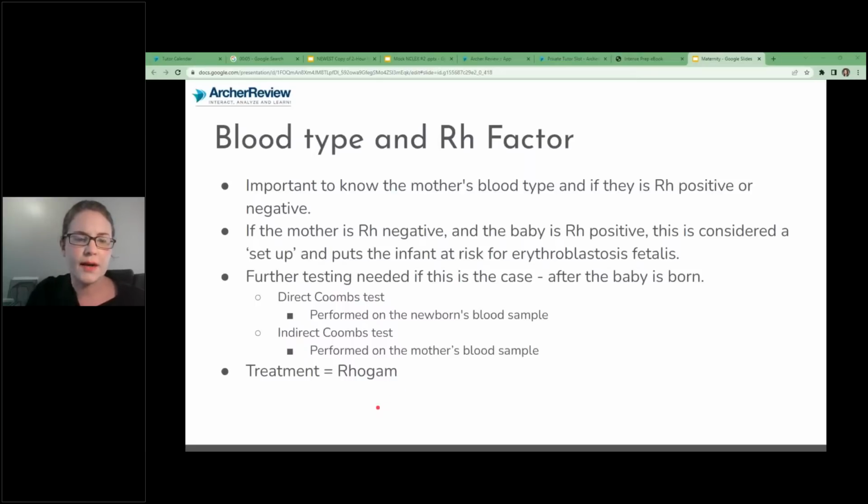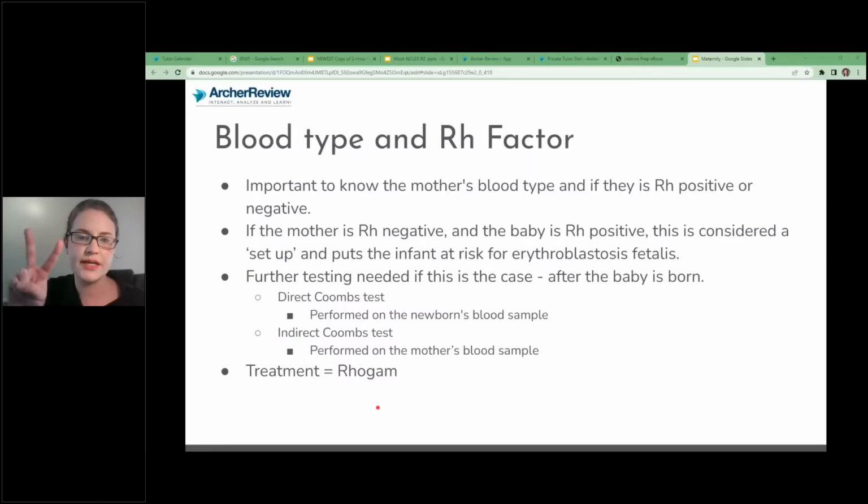When do we give RhoGAM? Well, the number one time we always give RhoGAM is at 28 weeks. If you are a mother and you're RH negative, you will get RhoGAM, because RhoGAM, if given at 28 weeks, and it's just a shot in the arm, is going to work for the next 12 weeks at preventing erythroblastosis fetalis. So 28 weeks plus 12, that takes you to your 40-week due date. So it protects you during the end of pregnancy when the risk is highest.